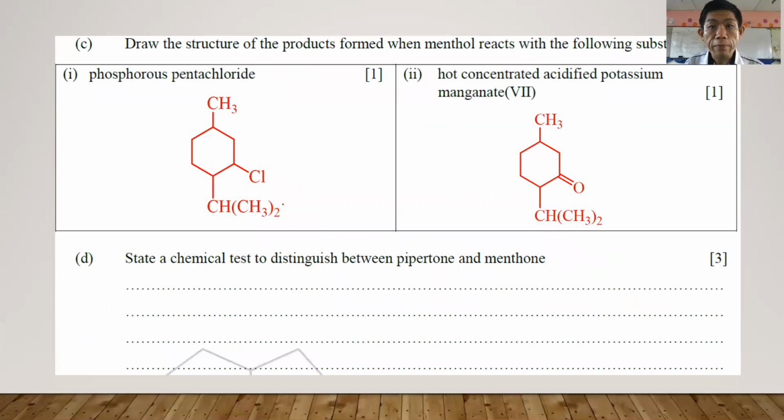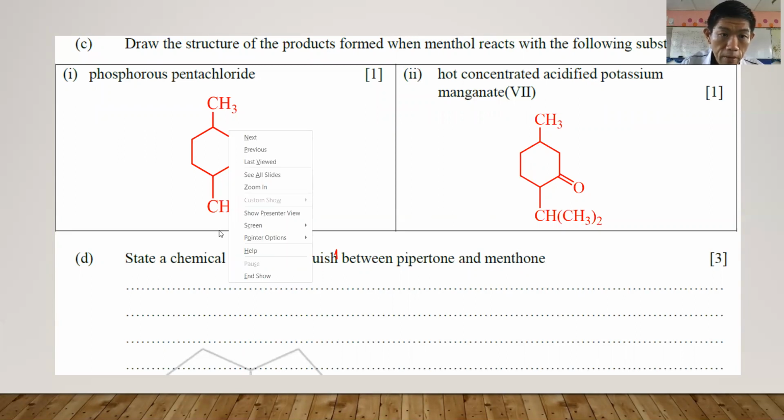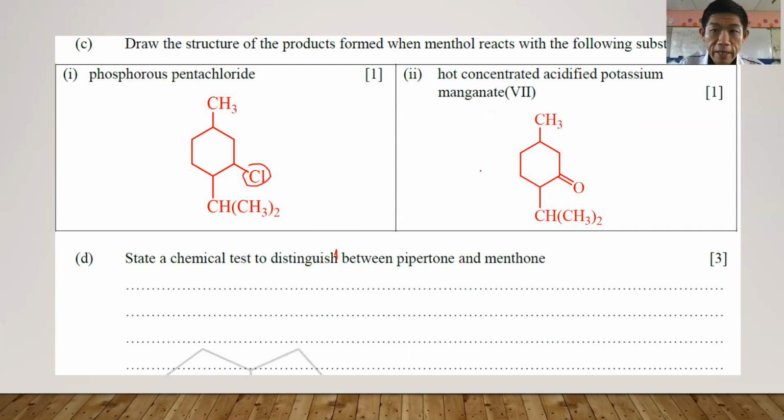C, draw the structure of the product formed when menthol reacts with the following substance: phosphorus pentachloride. So the OH group in here will be substituted with the chlorine in here. Okay, so you can see that it becomes Cl. And then with hot concentrated acidified potassium manganate in here, you form back the ketone. However, unlike piperitone, here you have no more reactions with the hot acidified potassium manganate.